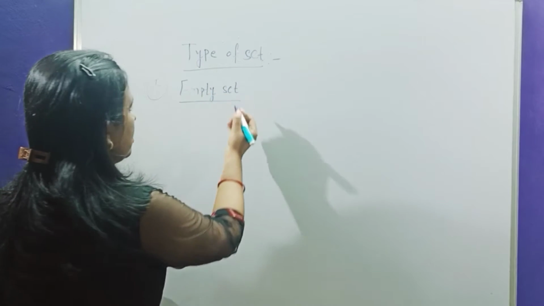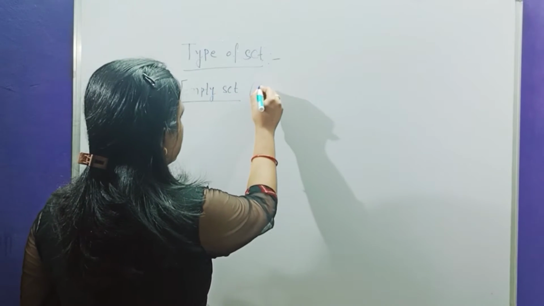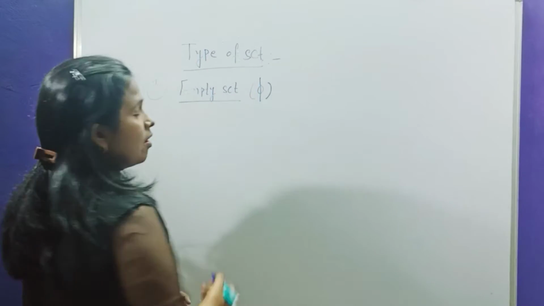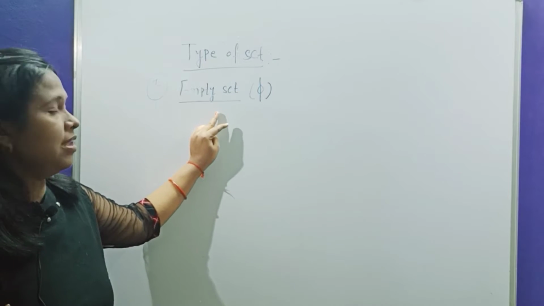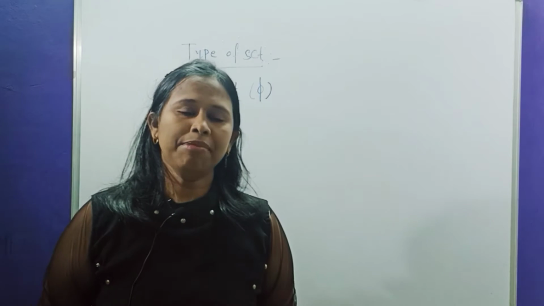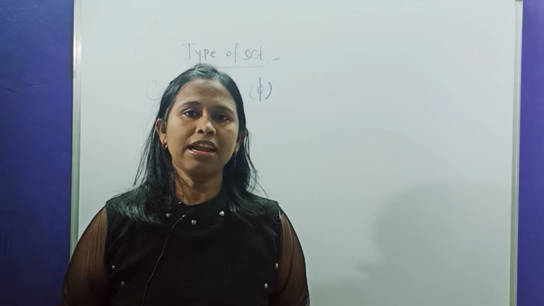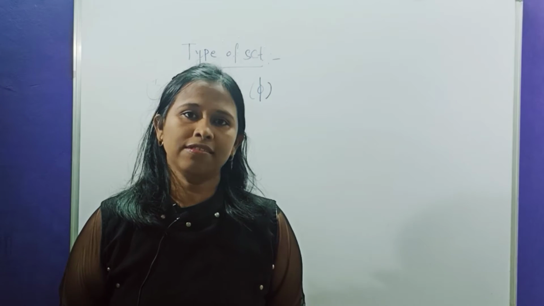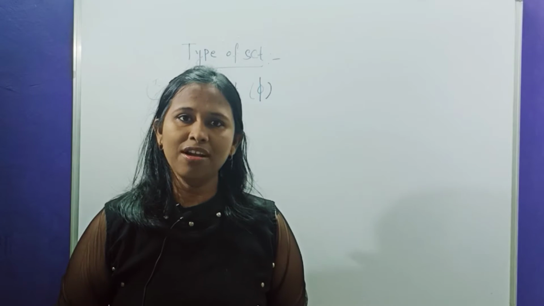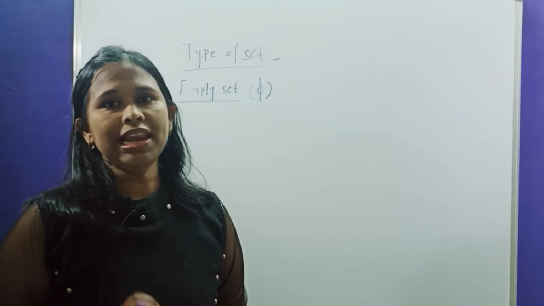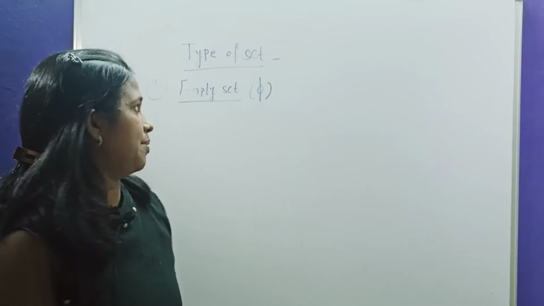The empty set is denoted by the symbol ∅. This is called the empty set. Empty means nothing is there in the set. That is also called the null set. There is no element present in the set.